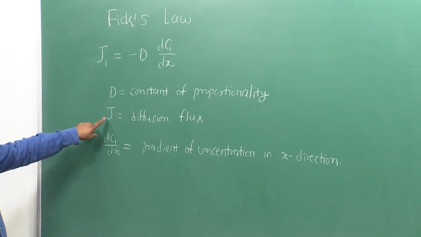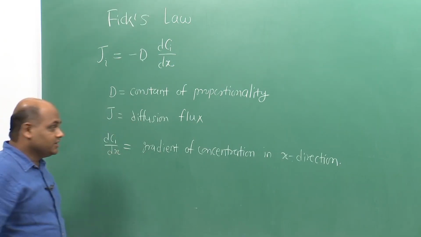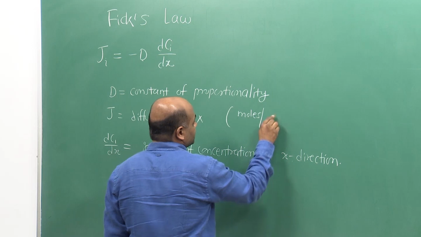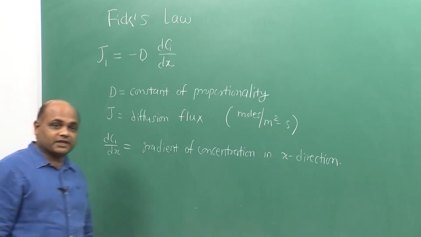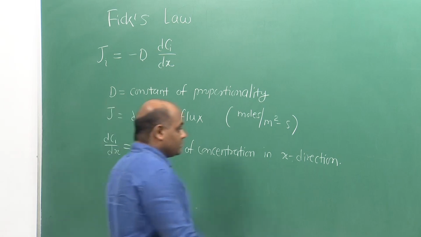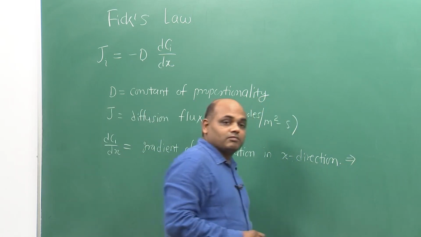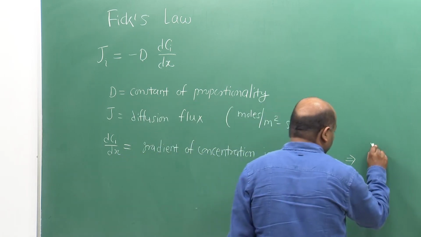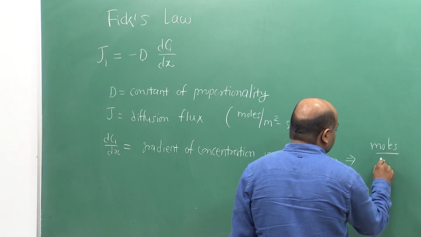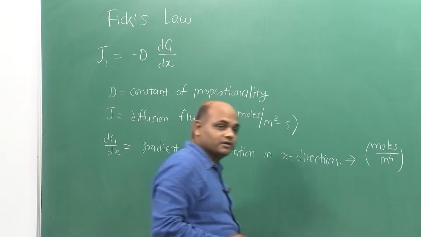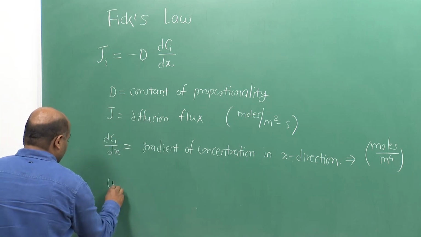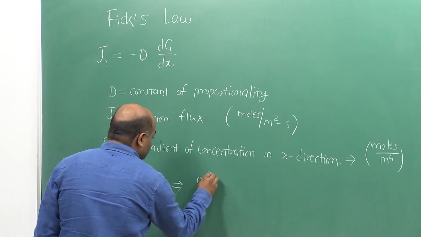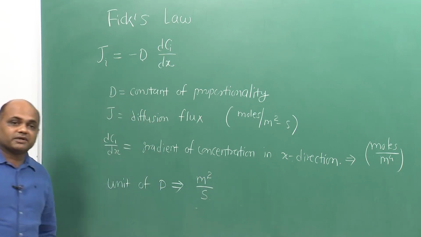The unit of flux we usually use is number of moles per meter square per second, and the concentration we express as moles per meter cube. So, the concentration gradient will be moles per meter to the power 4, and so the unit of D, if we derive, comes out to be meter square per second.